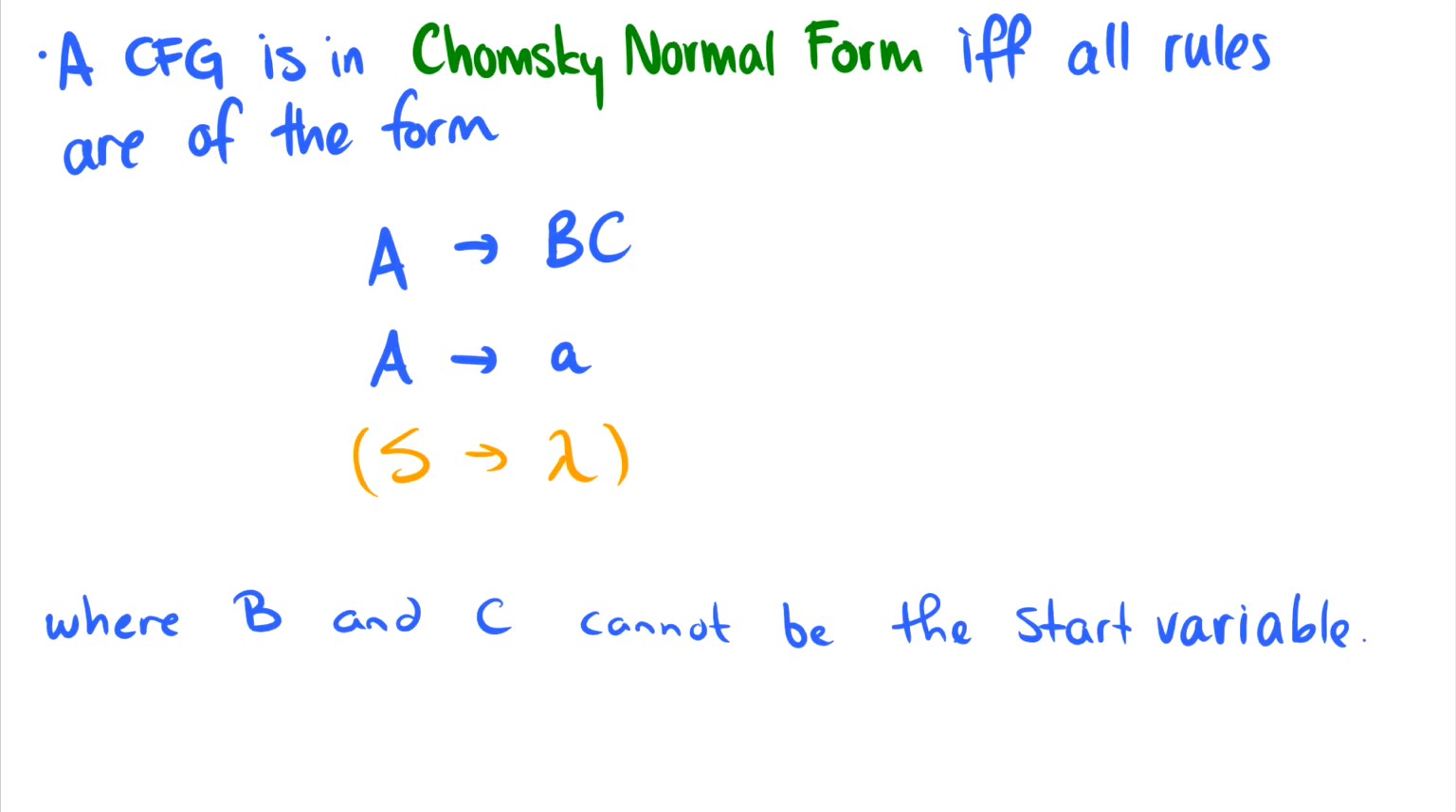So we say that a CFG is in Chomsky normal form if all rules are of the following form. A goes to BC, where these are non-terminals, so these are variables, or A goes to a, which is a terminal node. Of course, we're also allowed to have S goes to lambda in this case, because lambda is a terminal node and it just means the empty string. We also have to have that B and C cannot be the start variable, so we can never have a rule that takes us back to the start variable.